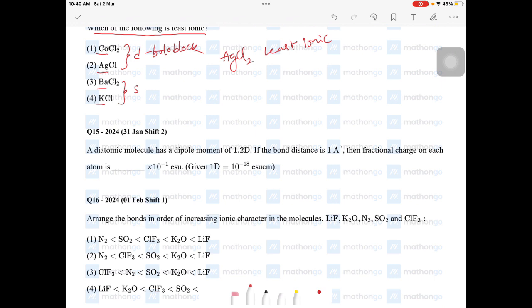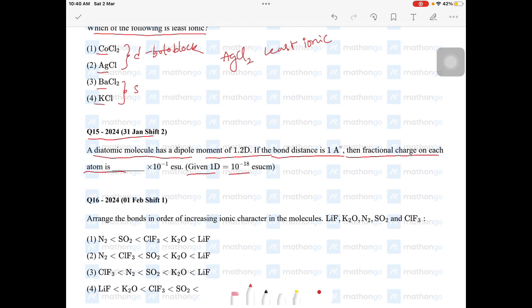Next question. Question number 15. A diatomic molecule has a dipole moment of 1.2 D. If the bond distance is 1 angstrom, the fractional charge on each atom is given. 1 D is 10 to the power of minus 18 esu-cm.